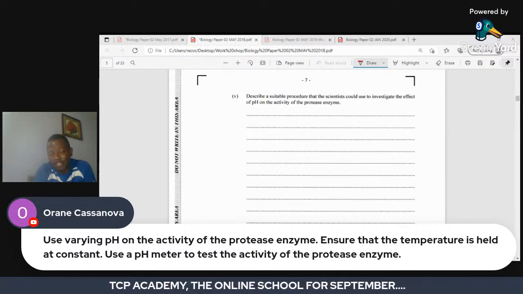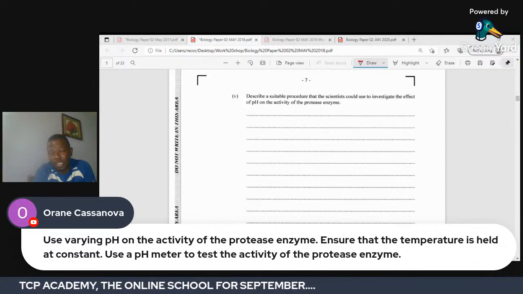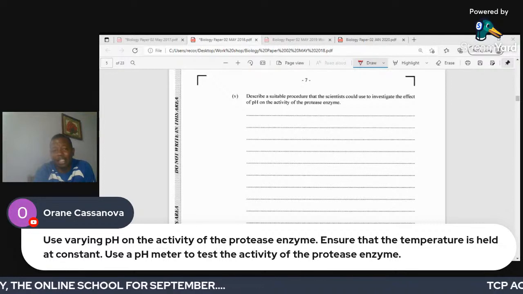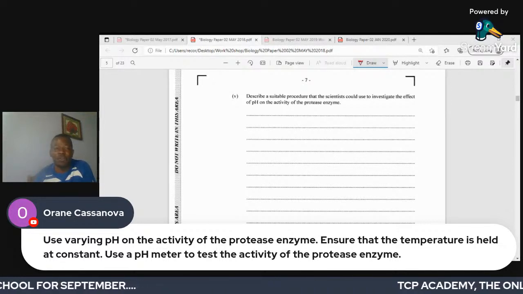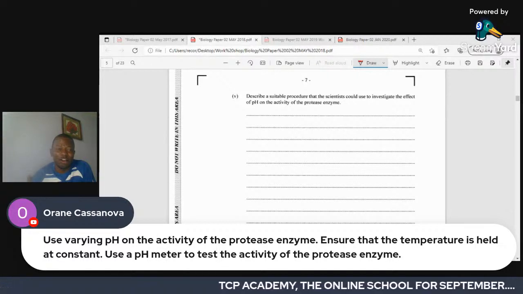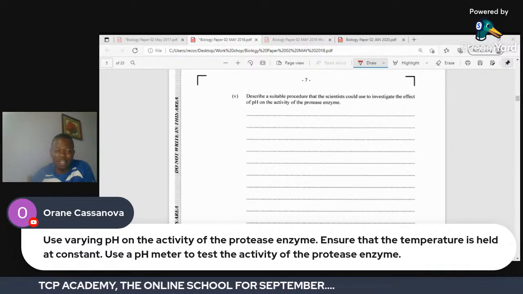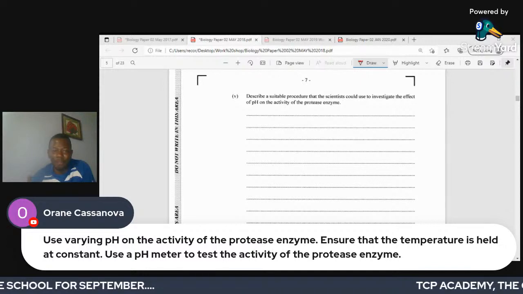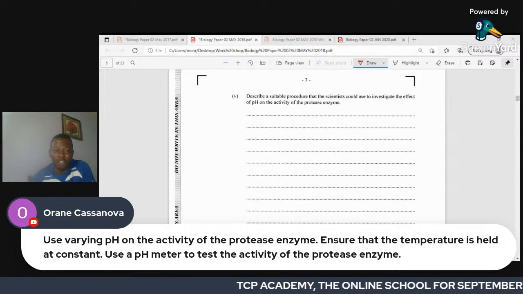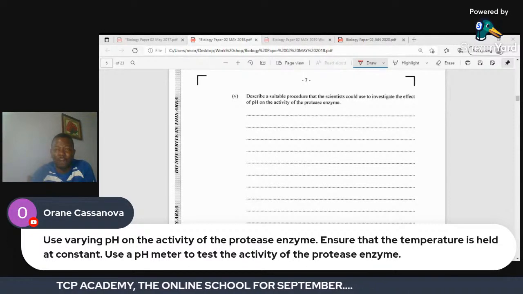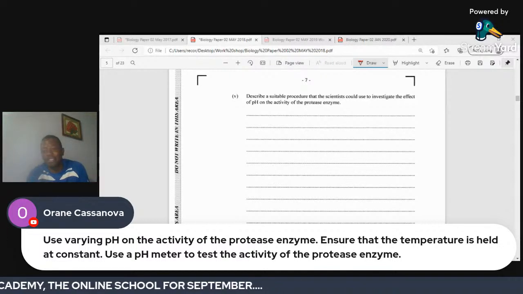To test the activity of the protease. That part is a little challenging for me, Casanova, using the pH meter to test the activity of the protease. What are you hoping to get when you test the activity of the protease? Are you suggesting that the protease is going to change the pH of the content? I'm not too sure what you're going to get from using the pH meter to test the activity.